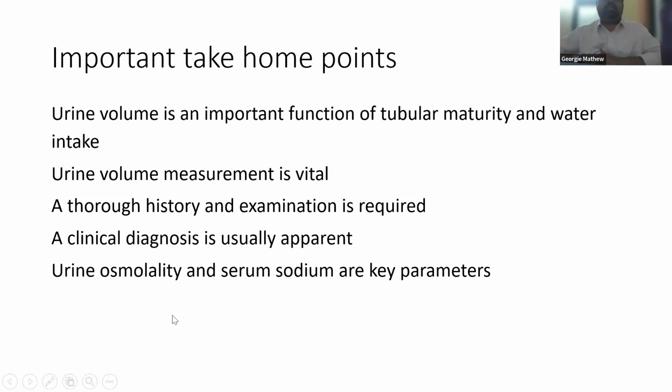Urine osmolality and serum sodium are the key parameters in evaluating any patient with polyuria. So you should keep in mind that when you are evaluating a patient with polyuria, renal functions are normal. If renal functions are normal, glomerular functions are normal, are you looking at a water diuresis? Are you looking at a solute diuresis? Then it becomes easier to dissect into the etiologies and find the appropriate etiology and management of these children. With this, I stop my presentation. Thank you.